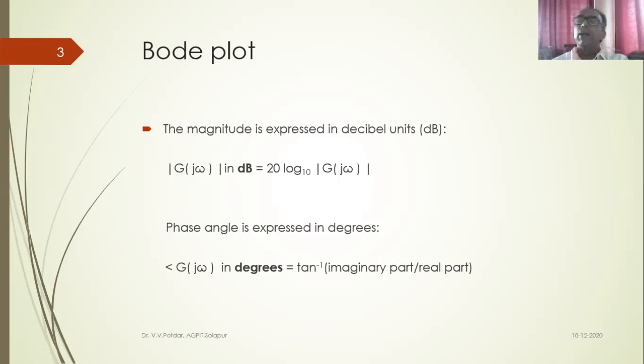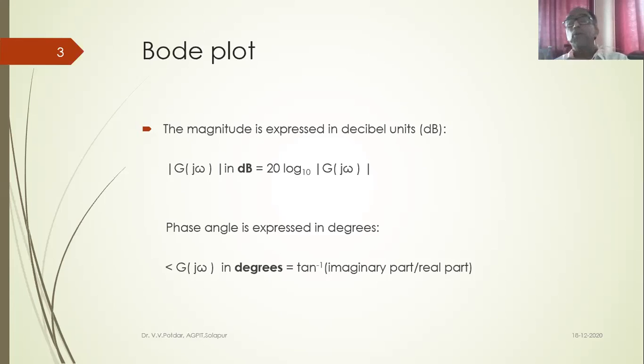So what will be the phase angle of this 1 plus j omega? The phase angle of 1 plus j omega in degrees will be equal to tan inverse of the ratio of imaginary part upon real part. Now what is the imaginary part of 1 plus j omega? Omega is the imaginary part and 1 is the real part, isn't it? So tan inverse of omega upon 1. So whatever is the angular frequency, if I take the tan inverse of that, it will give me the phase angle in degrees.